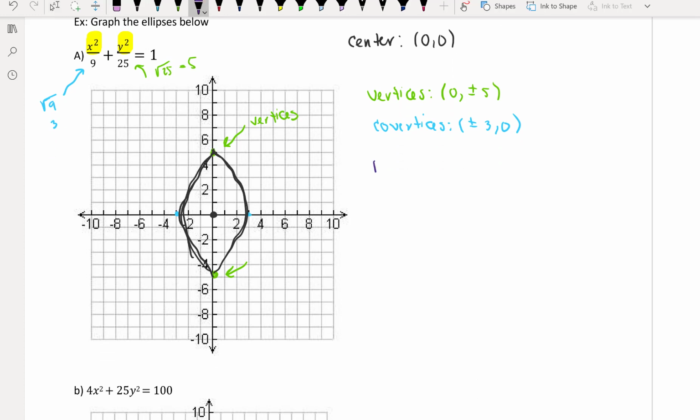And the foci, if I wanted to graph that, that would be that c squared is equal to a squared minus my b squared. So a squared is equal to 25. And my b squared would equal to 9. So 25 minus 9 is 16. And the square root of 16 is 4. So my foci would be then 0 plus or minus 4.